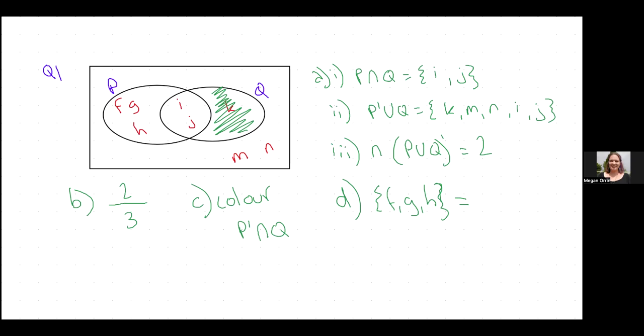So this is FGH, right? So we need P without its intersection. Isn't that just the opposite of what we did here? This was not P, but Q and what they have in common. So isn't this what not Q and P has in common? So this is going to be P intersection not Q. That's what F, G, and H are. This is what P has in common with not Q, or the complement of Q. All right, that is question 1.